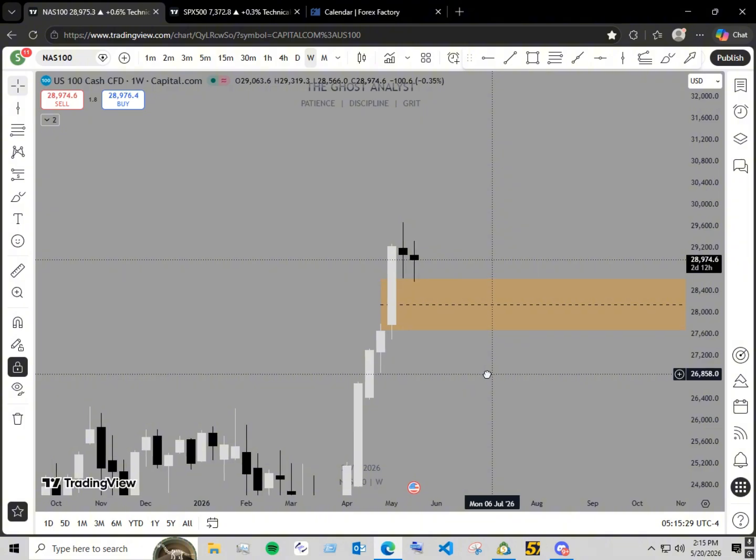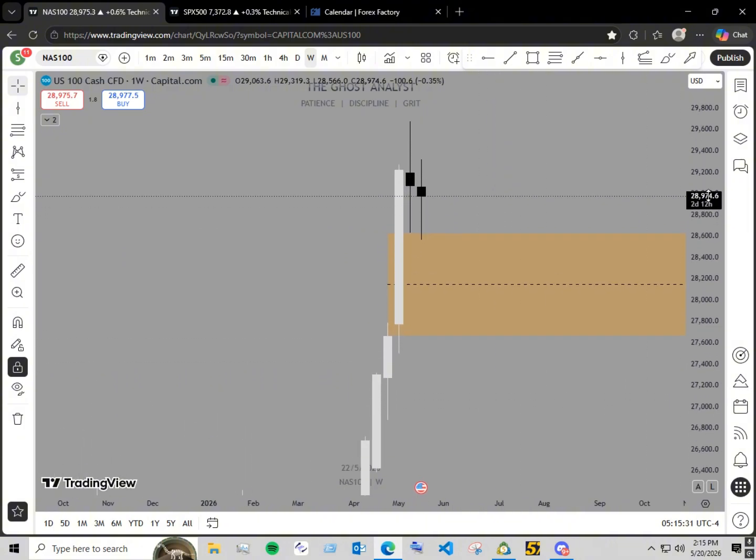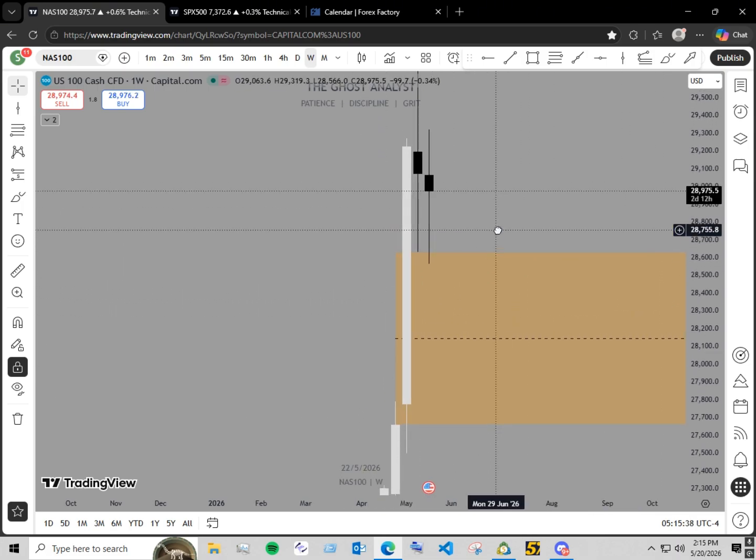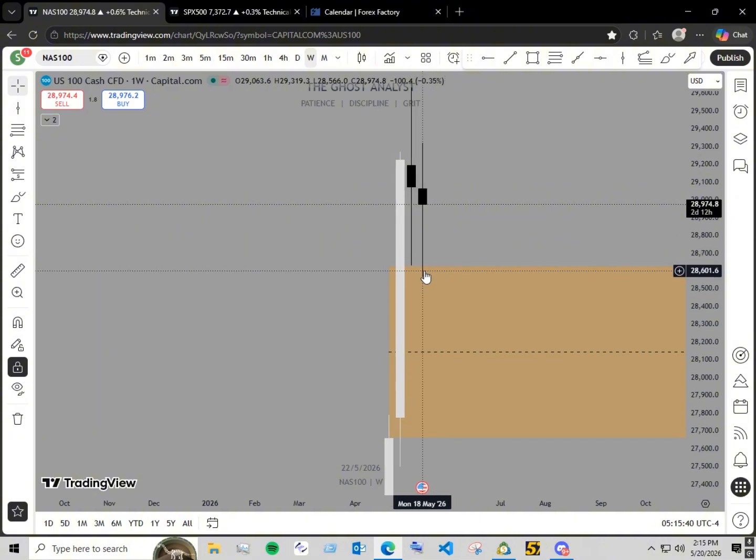So the higher time frame bias was that I wanted the market to tap into this bullish weekly gap at that time. Now you can see it is mitigated, but at that time it had not mitigated this gap. It had not tapped into it. So this was my bias coming into that day.